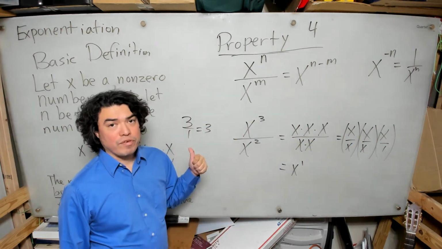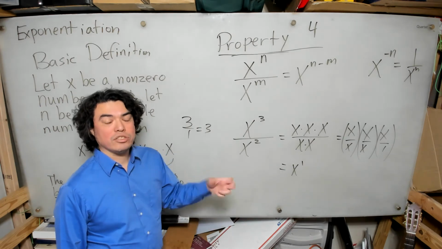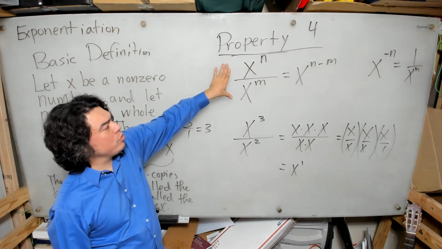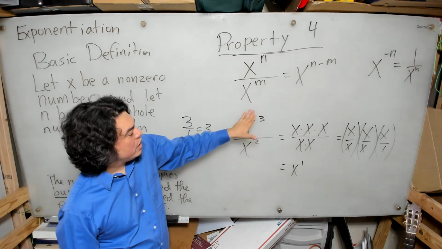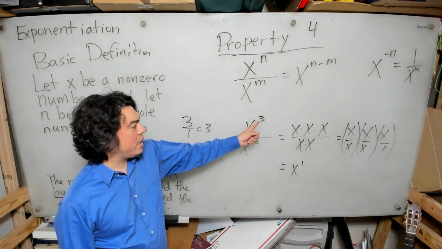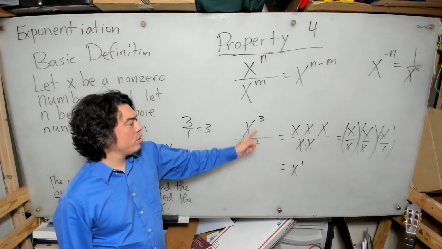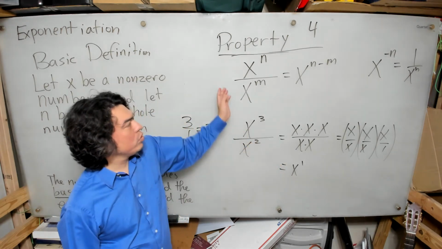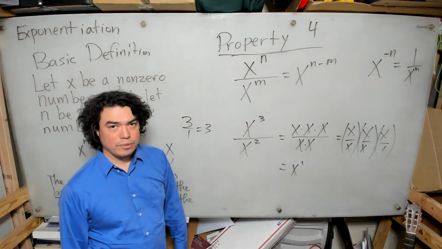But we saw from our previous property that x to the 1 is also equal to x, so I wrote it like this. Now, if this property were true, then we would expect x to the n over x to the m to equal x to the n minus m. What is the n? 3. What is the m? 2. 3 minus 2 is 1. Aha, we do in fact see that this rule is satisfied in this example.